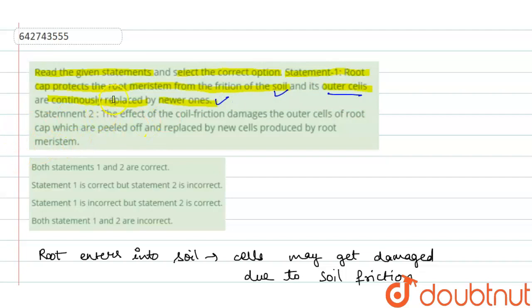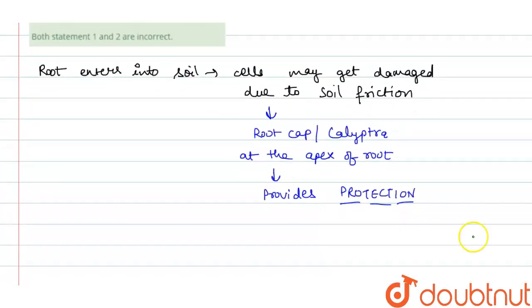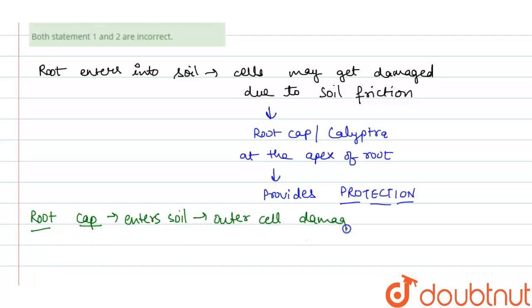Statement 2 says that the effect of soil friction damages the outer cells of root cap, which are peeled off and replaced by new cells produced by root meristem, this is also correct. We see that when this root is entering into the soil, then there is outer root cap. Now this root cap enters soil and its outer cells will of course get damaged due to soil friction.